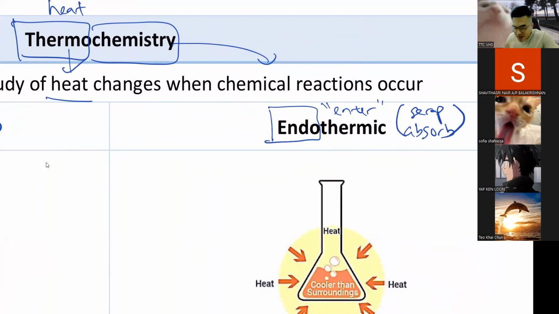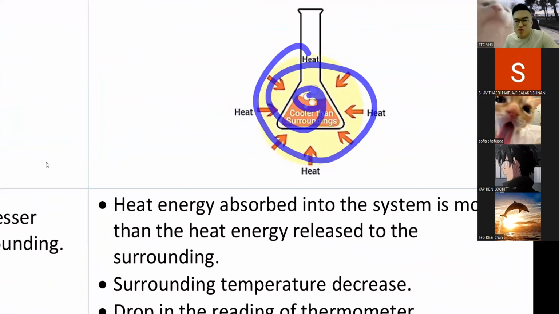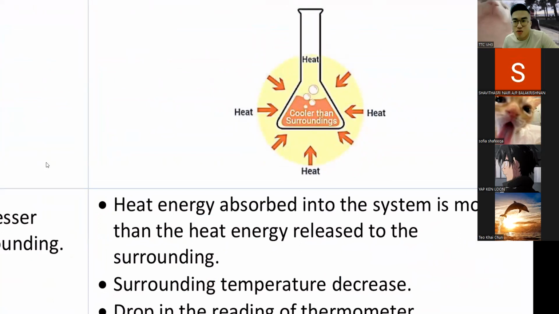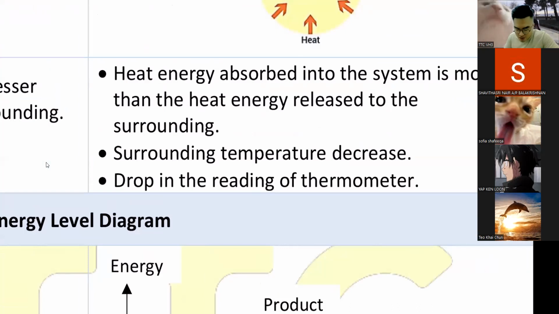Okay, endo means enter. Heat enters me, right? So if I absorb heat from the surrounding, what happens to the surrounding? If I absorb heat in a room, what happens to the room? The room will cool down, isn't it? Surrounding temperature decreases. Your aircon is doing this, right? Yes, that's good, Sophia. Your aircon absorbs heat away from your room, right? So your aircon is doing endo.